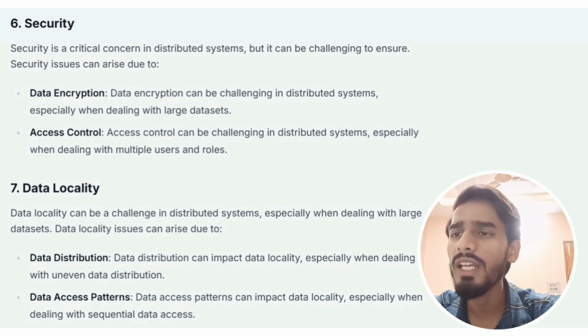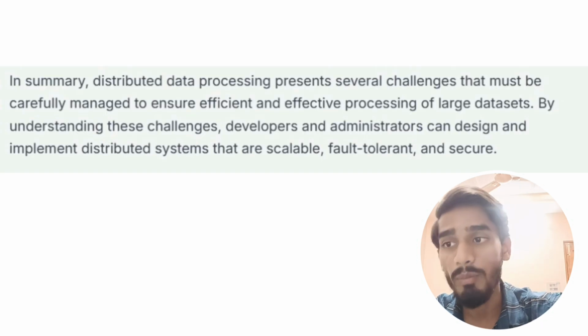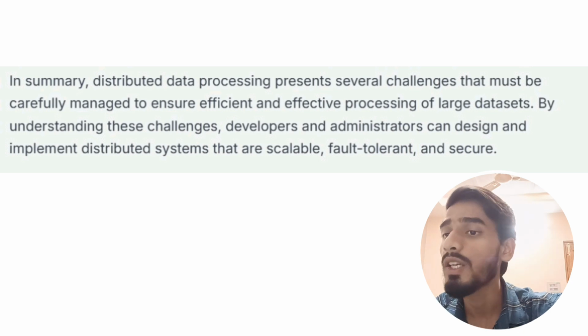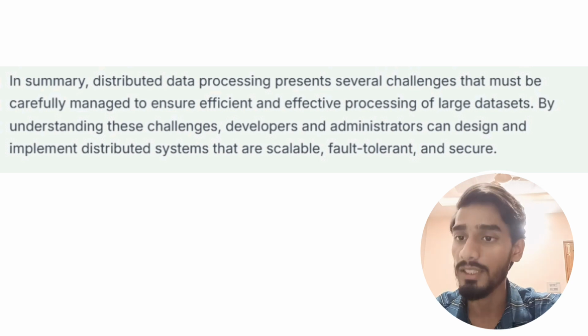In summary, distributed data processing presents several challenges that must be carefully managed to ensure efficient and effective processing of large datasets. By understanding these challenges, developers and administrators can design and implement distributed systems that are scalable, fault tolerant, and secure.